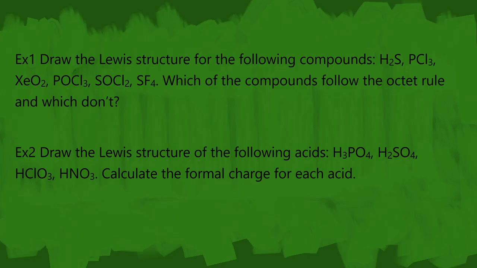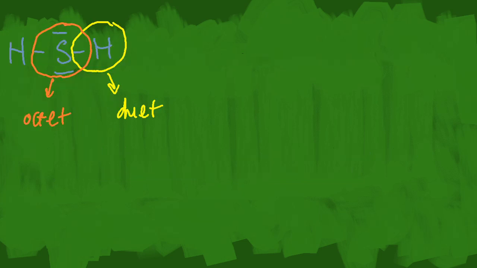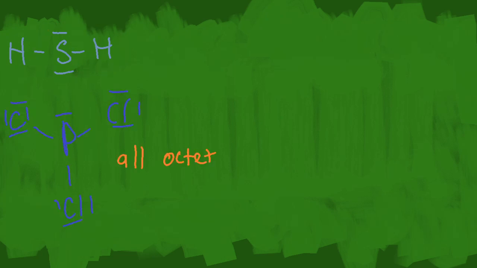Let's have some examples to familiarize ourselves with these theories. Pause if you want to do it on your own. If not, here's the solution. Right, for hydrogen sulfide, it should be pretty obvious that it follows octet. For phosphorus trichloride, we have phosphorus as the core element with a single bond attached to each chlorine. All 4 elements have 8 electrons, so this follows octet.